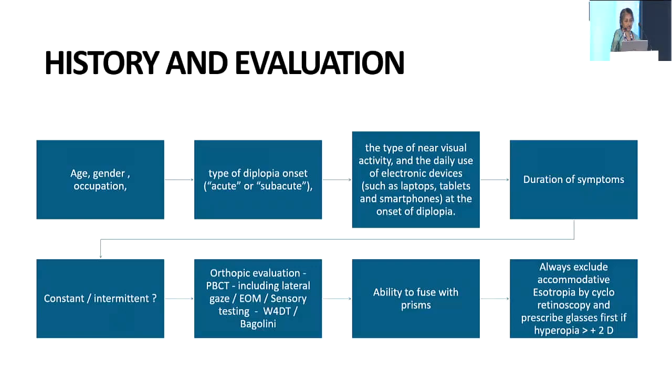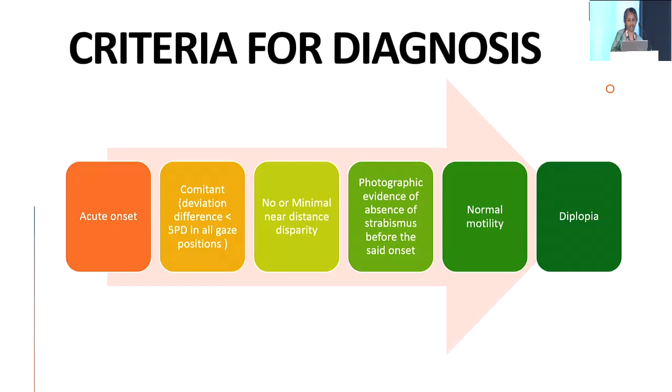Regarding the history and evaluation, we should note down the type of diplopia, the onset, the history regarding the hours of near activity, and the duration of symptoms. It is always better to look at photographic evidence before the said period of onset to see whether it's constant or intermittent. Orthoptic evaluation, including motor and sensory. Always see the ability of the patient to fuse with prisms, because that will give an idea of the postoperative outcome that you may expect. And always rule out accommodative esotropia by cycloretinoscopy and prescribe glasses if so.